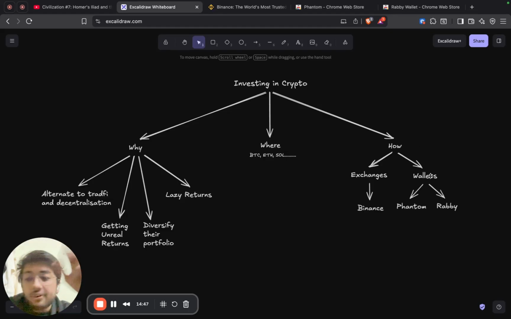Now, the second thing that you need to understand is wallets. What are wallets? Wallets are places where you want to store your cryptocurrencies. You do not want to store your cryptocurrencies at an exchange.